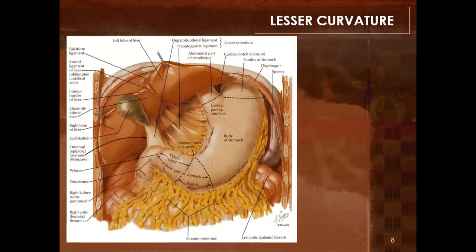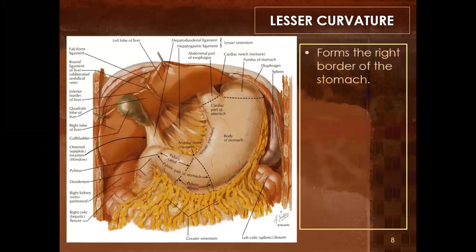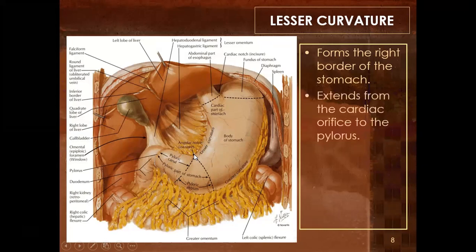Now coming to the lesser curvature. We have seen this is the lesser curvature. It forms the right border of the stomach, as I said before, and it is shorter, so that's what is called a lesser curvature because it is curved. And here is the incisura angularis. It extends all the way from the cardiac orifice up to the pylorus. Pylorus is here. So up to the pylorus will be the lesser curvature.